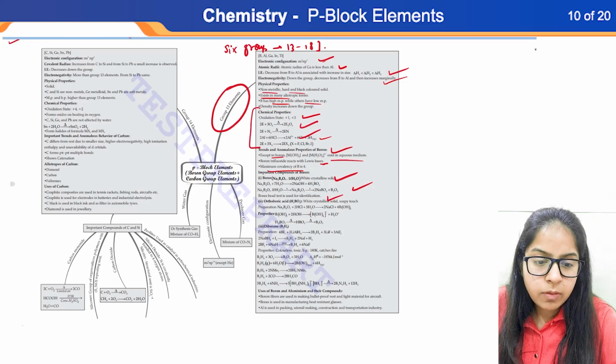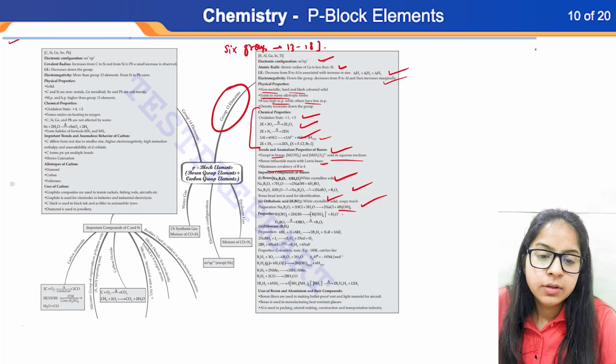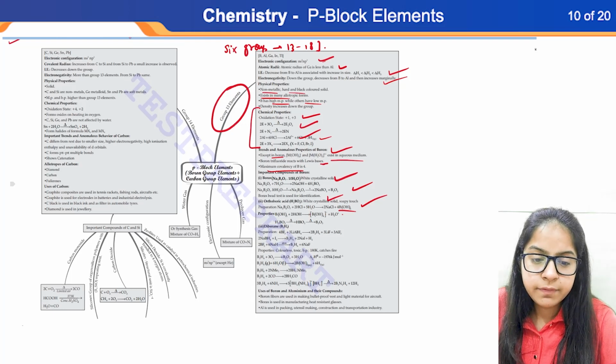Next one is orthoboric acid. It's a white crystalline solid with a soapy touch. Just need to know that this is orthoboric acid, B(OH)3: Na2B4O7 plus 2HCl plus 5H2O gives 2NaCl plus 4B(OH)3. Now B(OH)3 on reaction with H2O gives B(OH)4 negative. H3BO3 on heating gives HBO2, and on further heating B2O3. Just need to remember the reactions.